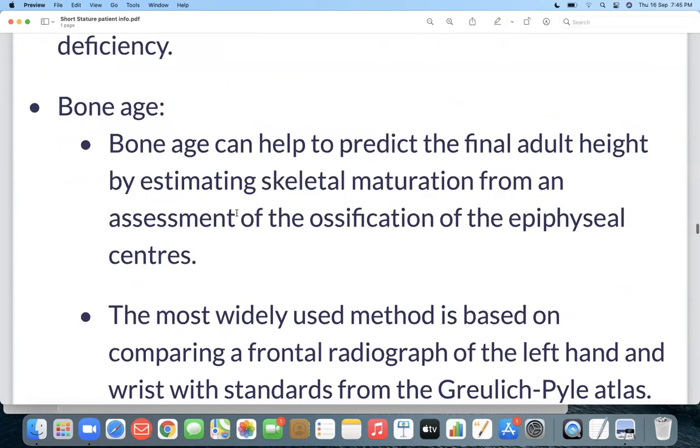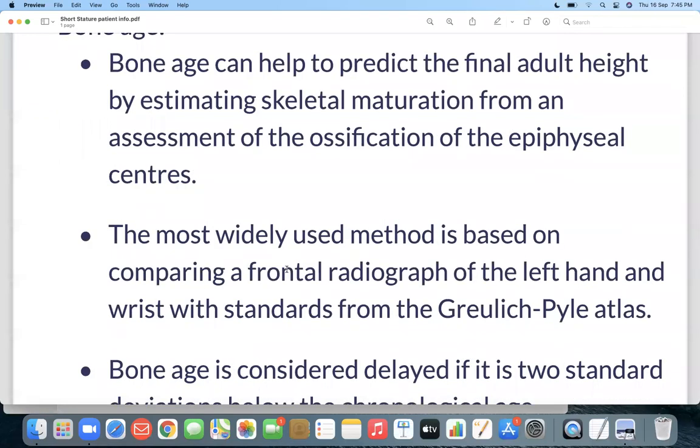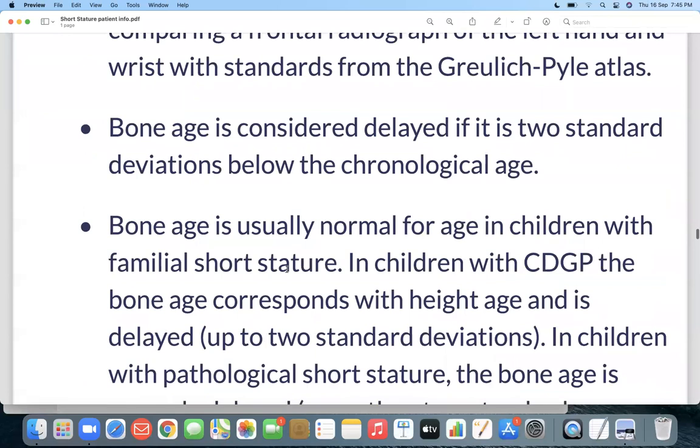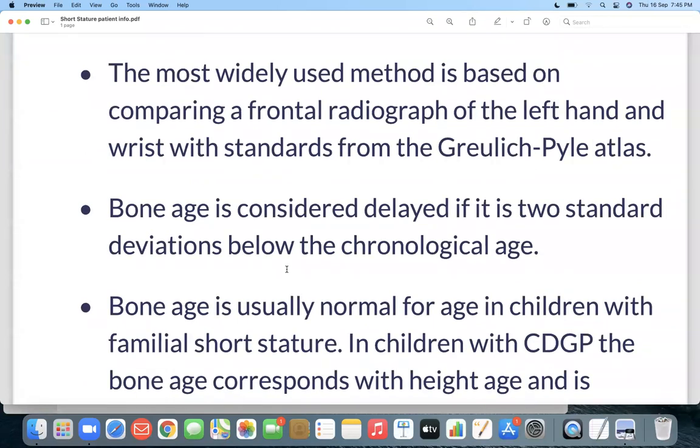Bone age is very important. It helps to predict final adult height by estimating skeletal maturation from the assessment of ossification of the epiphyseal centers. No need for all those details. Endocrinologists have a standard atlas, the Greulich and Pyle atlas. They compare the child's X-ray with the atlas and see the difference between the chronological age and the bone age.